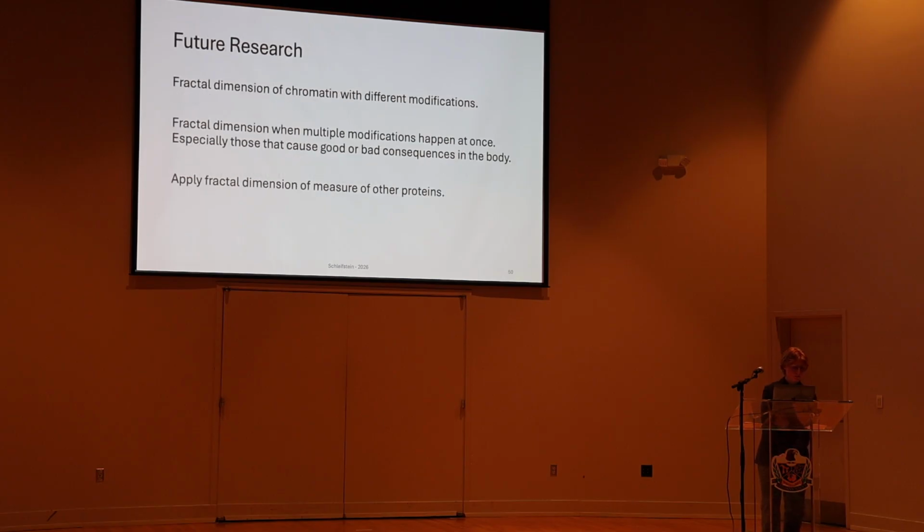So future research. In this project, I looked at the fractal dimension of chromatin with a few modifications. So it would be good to look at how different modifications affect the fractal dimension. It would also be good to look at what happens when multiple modifications happen at once, especially those that cause different good or bad consequences in the body. This would mean that you could then use the fractal dimension to qualify whether something good or bad is happening.